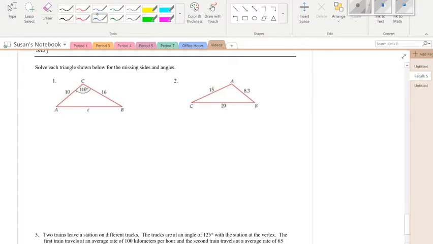So for this first one, we have side angle side. So side angle side means if we were to try to set up the law of sines, we wouldn't have enough information. So we can go ahead and solve using the law of cosines. So that means we're going to solve for the side opposite the given angle, which is c. So c squared is equal to 10 squared plus 16 squared minus 2 times 10 times 16 times the cosine of 110 degrees.